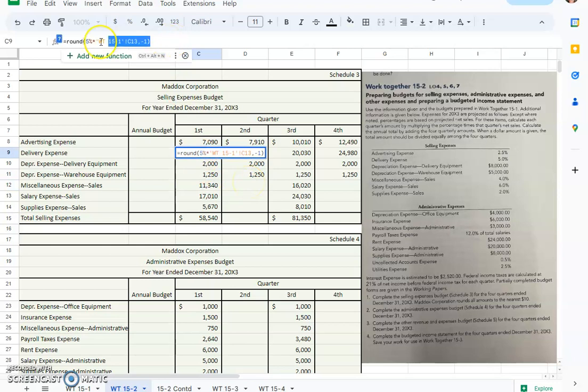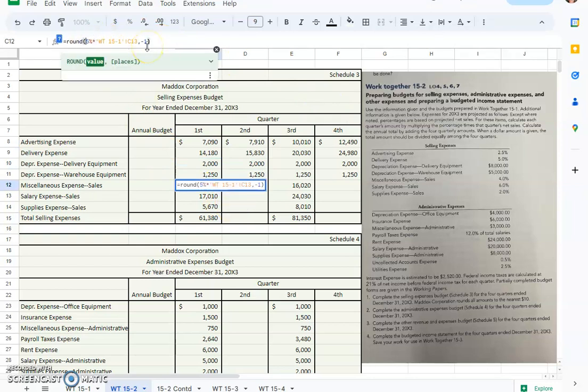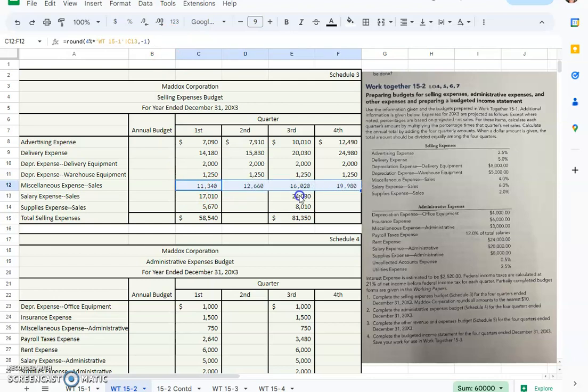So if we copy this function, Control C, Enter, and we come down here and paste it in, and we just change this percentage to 4%. It should work, I think. Did it? 16,020, yep. And if we don't like what happened with our formatting, we can just use Format Painter to change it to what we like. That works.